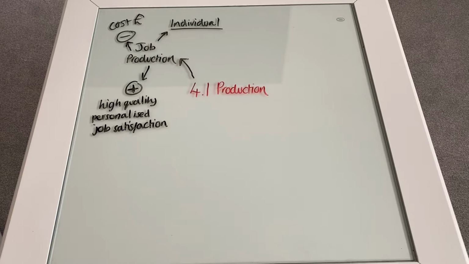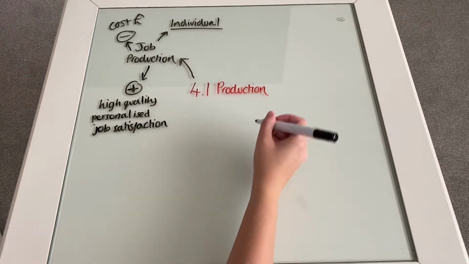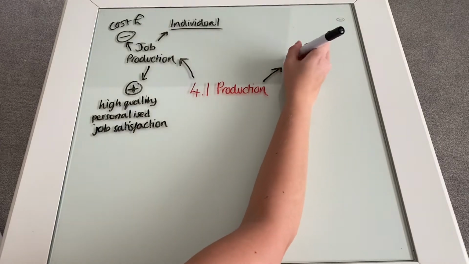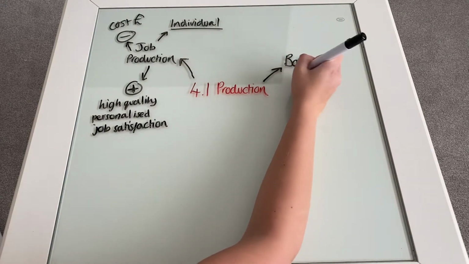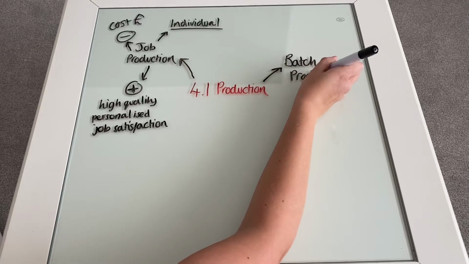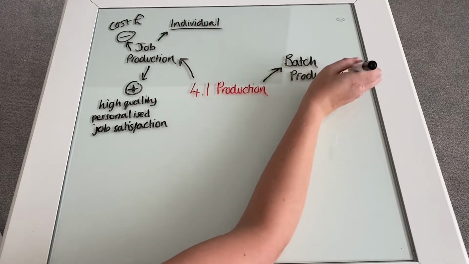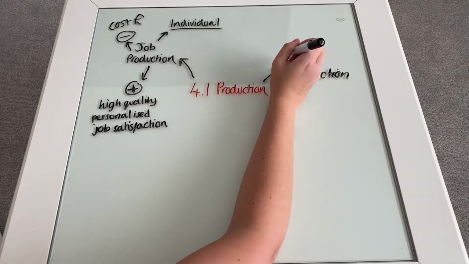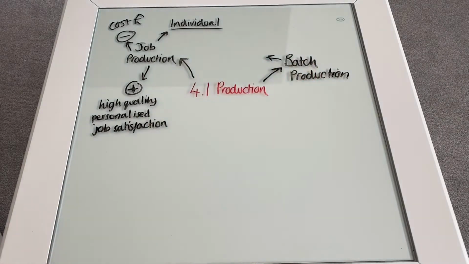The next type of production is batch production. Let's go over here for this. Batch production is what it says on the tin. It's producing things in batches. It's producing a group of products. So you produce one thing for a while, for example, white bread, and then you switch your production line and change it to brown bread.